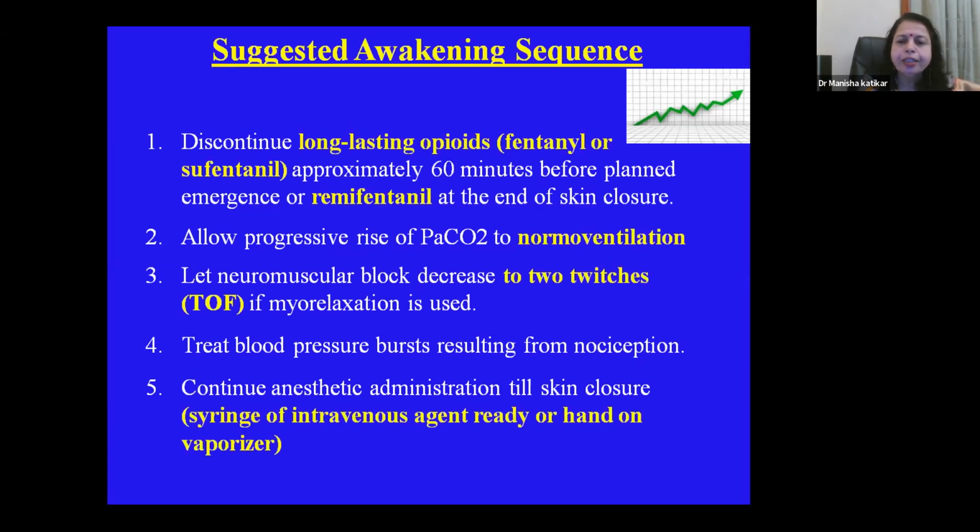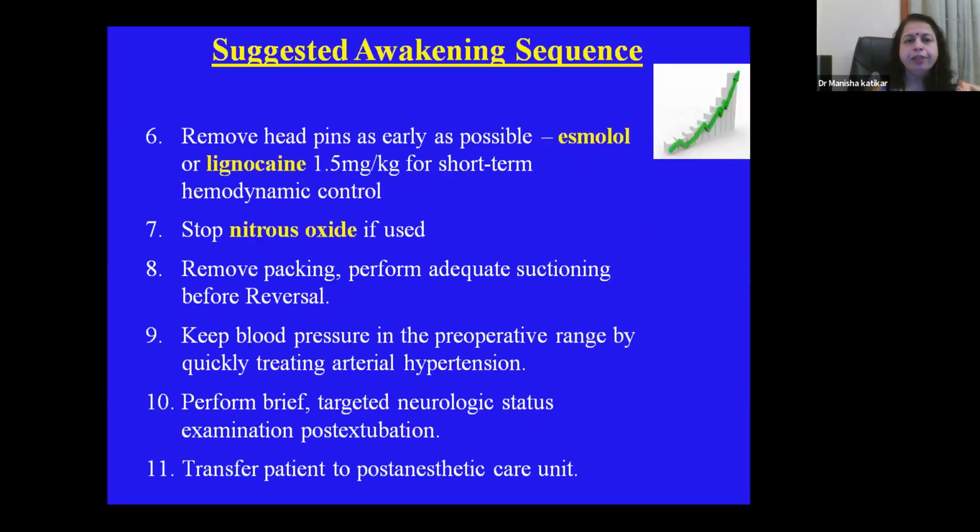Continue anesthetic administration till skin closure. Rather, I would say here, you should have a loaded syringe of propofol in your hand, and one hand should be on the vaporizer dial, the sevoflurane. This is because you do not want any rise in blood pressure when the surgeon is changing the neck position, changing the position of the patient, making the patient supine from either a prone position or a park bench position. Continue your anesthetic drugs till the patient is made supine, till the dressings are done. Continue sevoflurane, continue propofol. You might have a syringe of propofol loaded in your hand, ready to give it immediately if there is a sudden rise in pulse. You need to avoid that. And why do you need to avoid that?